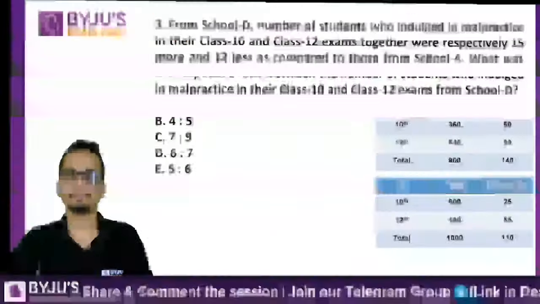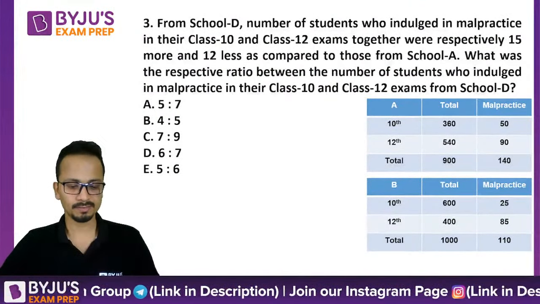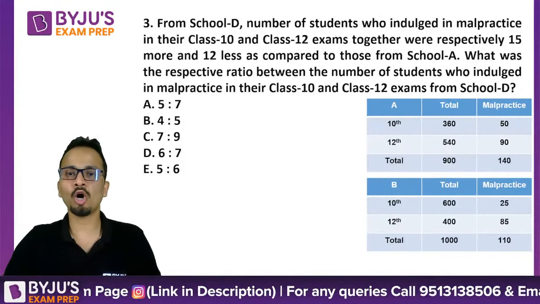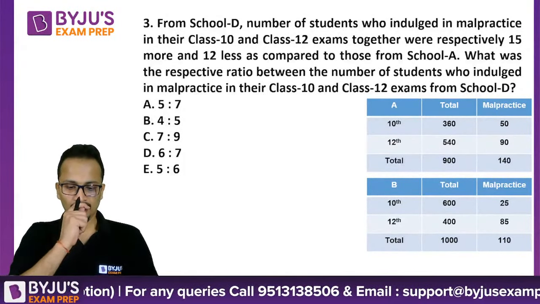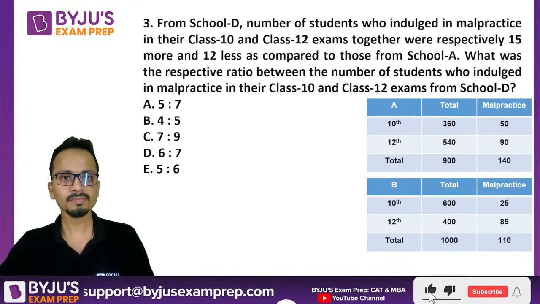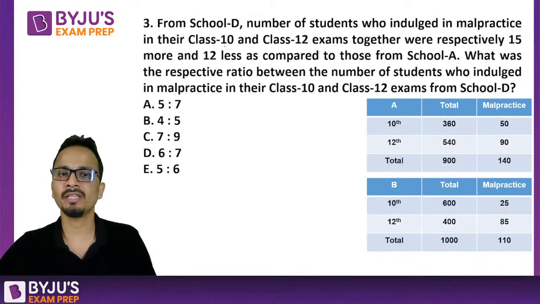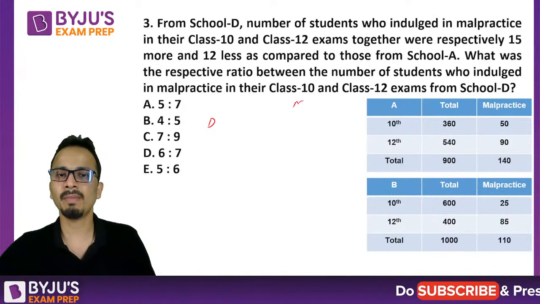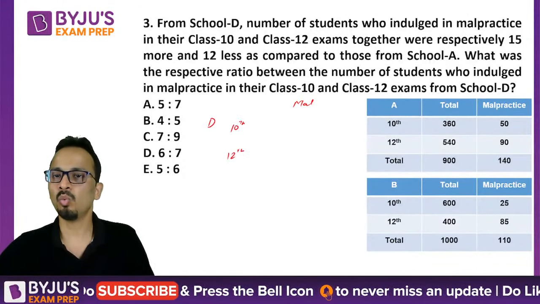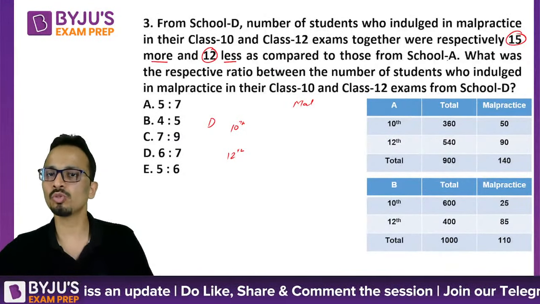Question number 3. Now they are talking about another school D. So another school D, its data will be given with respect to school A or school B. So question says that from school D, the number of students who indulge in malpractice in their 10th and 12th were respectively 15 more and 12 less as compared to those from school A.